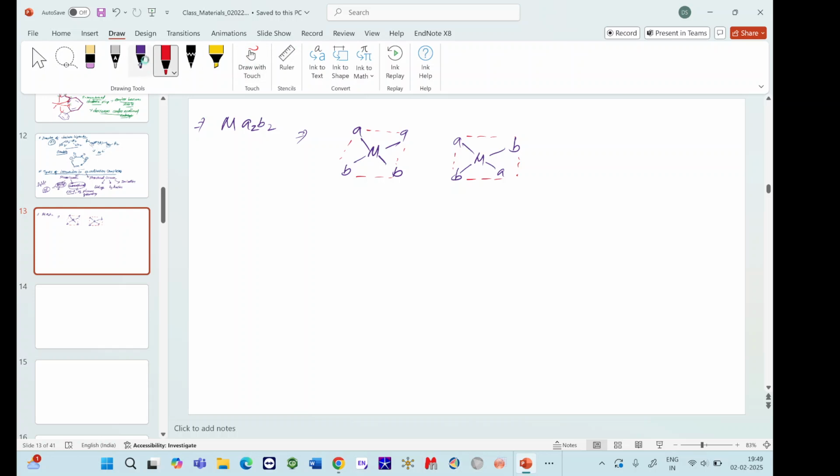Okay. So what is the difference in these two structures? You have a mirror plane here. If you cut through this mirror plane, you will get the exact two halves. This is much more symmetric. So this is called trans, and this is called cis. Here, two similar atoms are present on the same side. Here, two similar ligands are present on the opposite side. Okay.